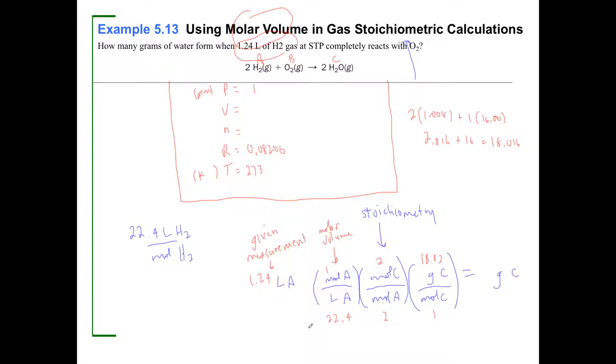1.24. Uh-oh, lost my calculator. Just a second here. 1.24 times 1 times 2 times 18.02 divided by 22.4 divided by 2 divided by 1. And the answer comes to be 0.99753 grams of water, right?